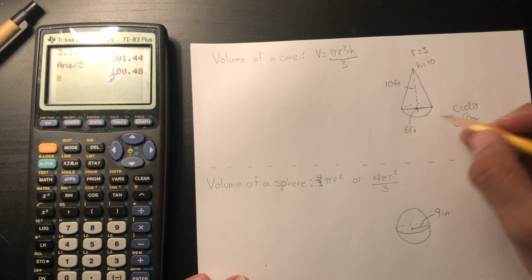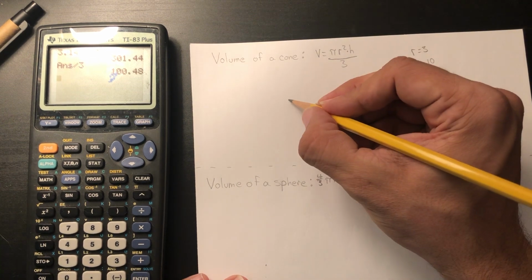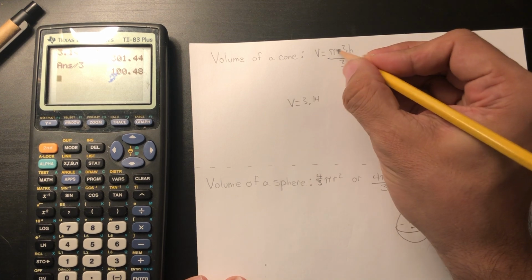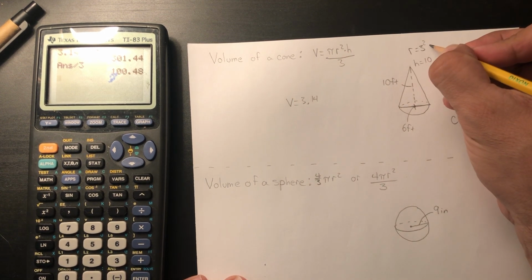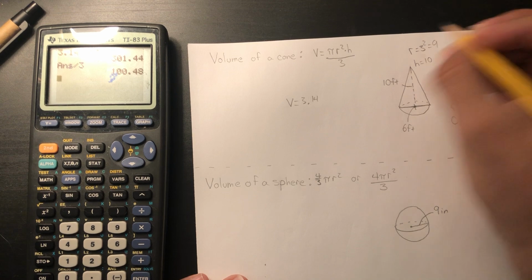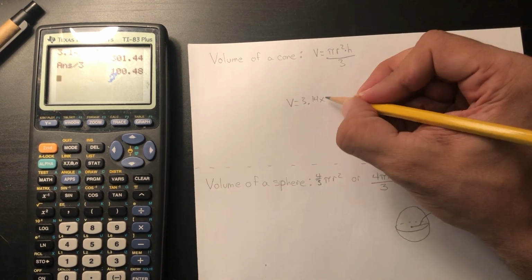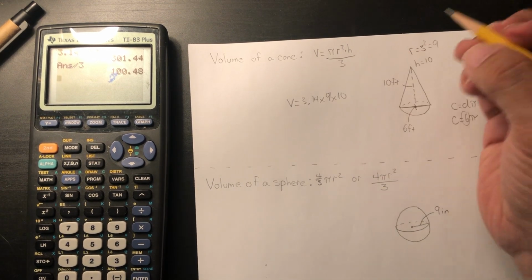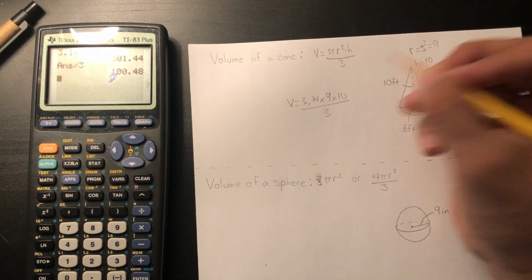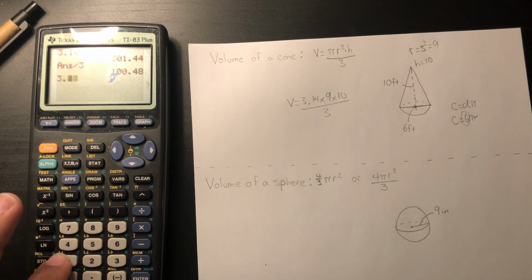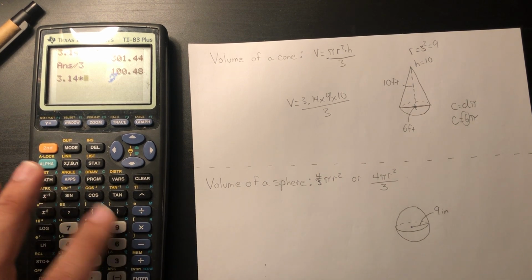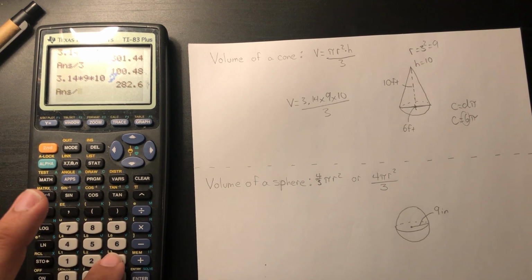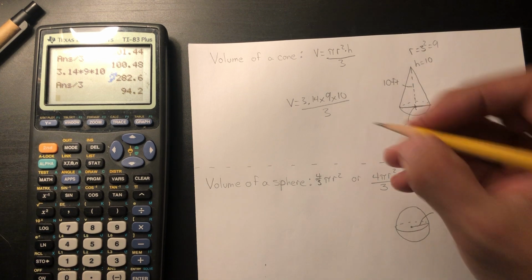All right, so now we're just putting everything in. So the volume of this is 3.14, because that's what pi is, times r squared. 3 times itself is going to be 9, so that's what's going to go where r squared is. And the height is 10. And then right at the end, we're going to divide by 3. So 3.14 times 9 times 10, and then we're going to divide that answer by 3. And that gives us 94.2.